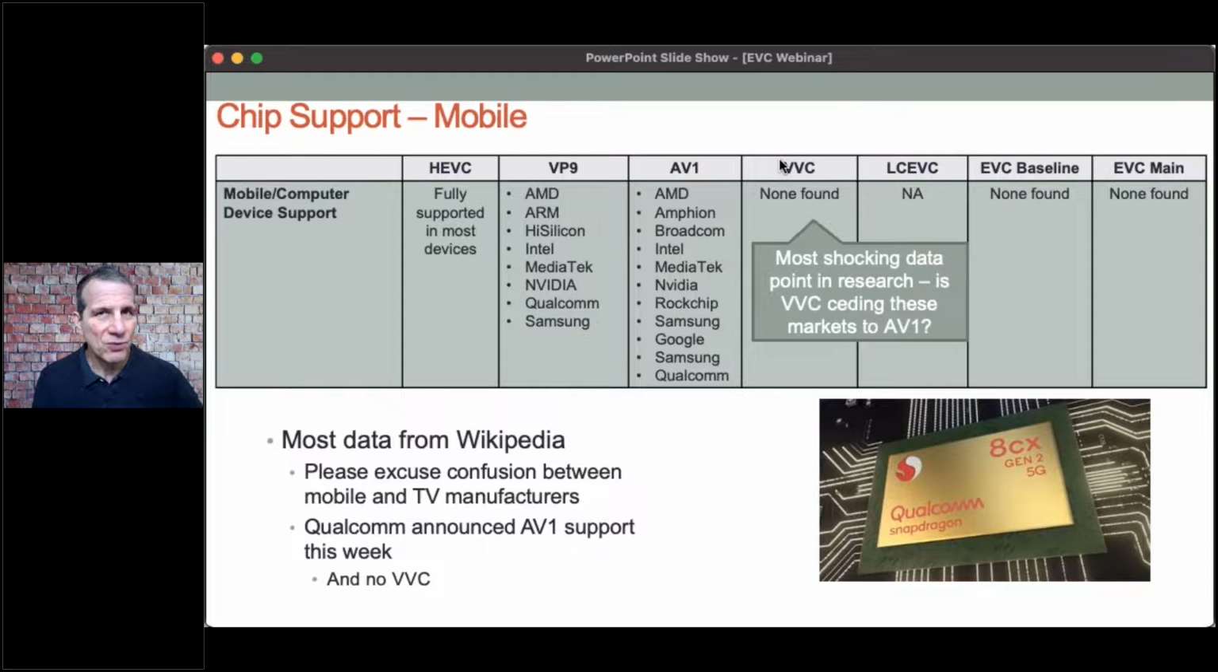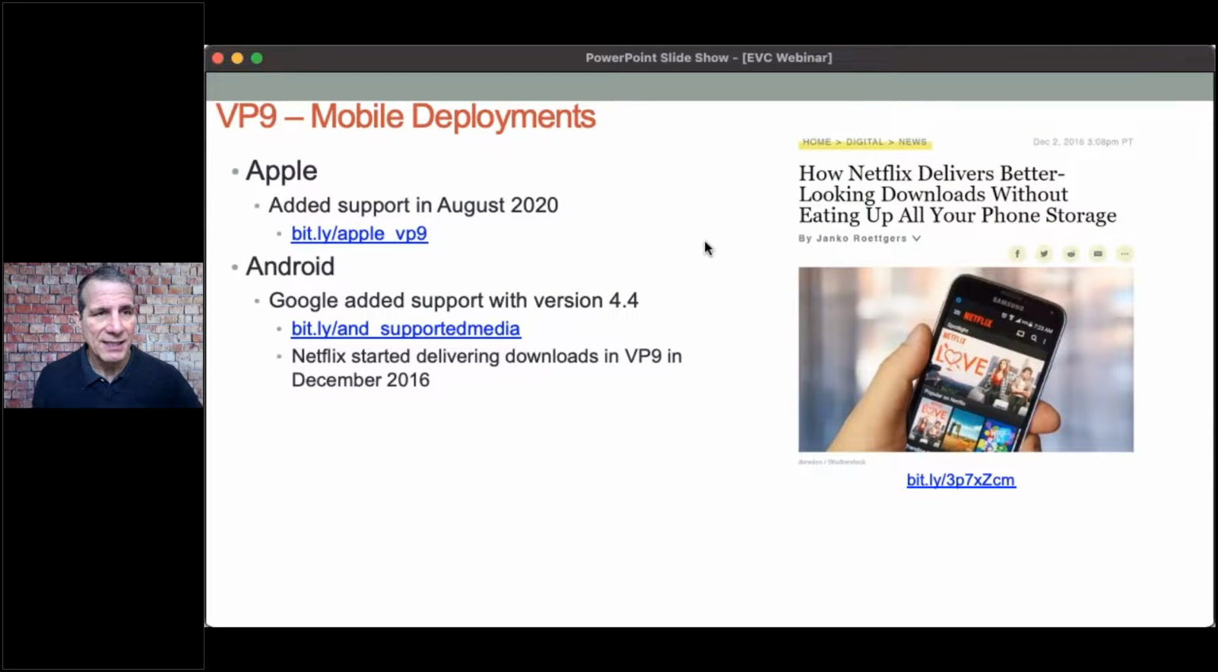no chip support for what I thought were going to be mobile devices or computers. And that, again, was the most shocking finding in the research I did for this presentation, because this starts the cycle and we see nothing on the computer side. And at the same time, we see Qualcomm, I guess last week, decided to support AV1 in the latest rev of their Snapdragon chipset and not VVC. So that's a pretty big endorsement for AV1 and a pretty big disappointment for VVC.